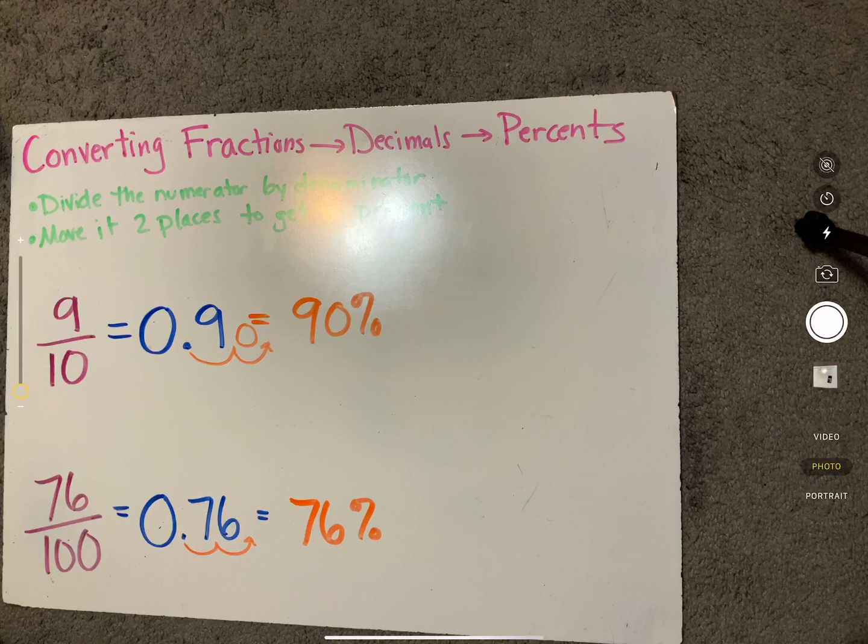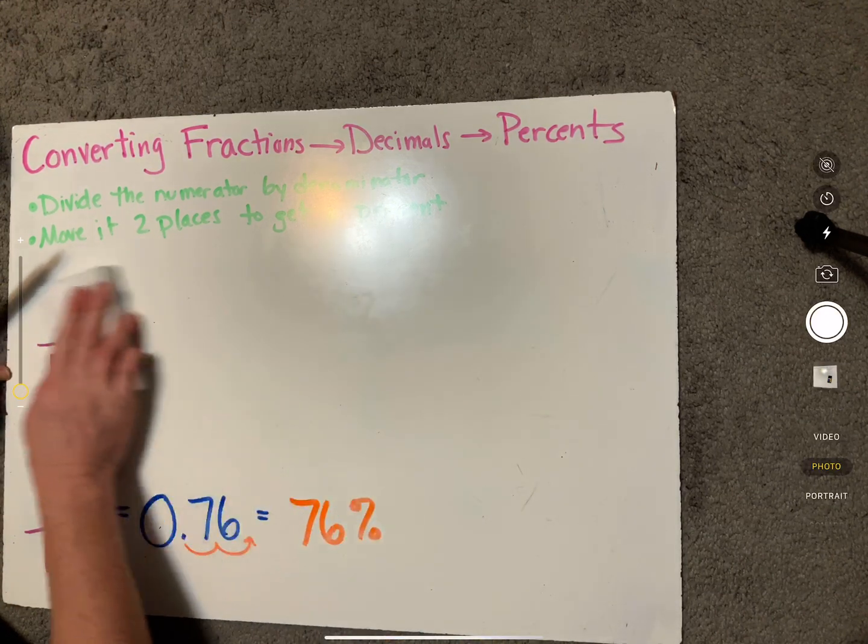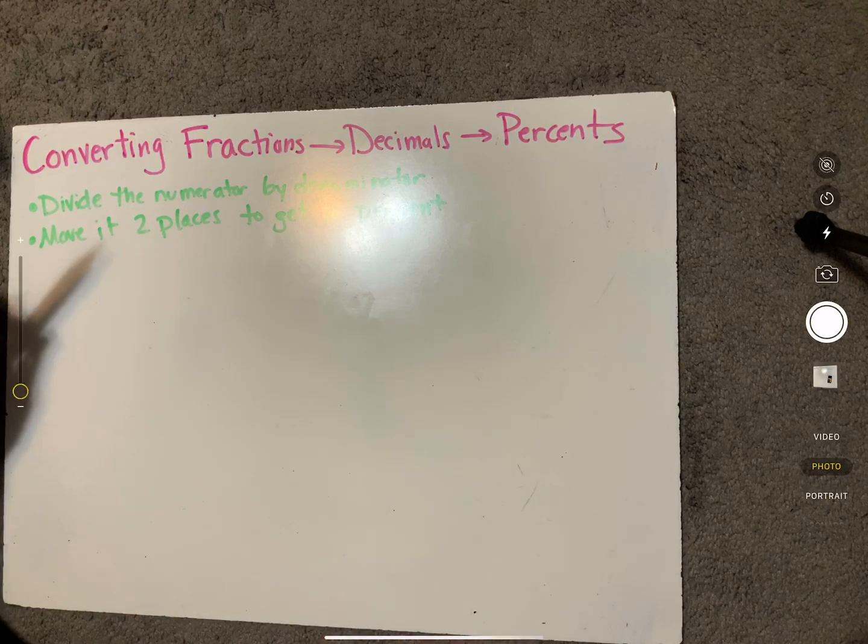Okay, so that would be how to change a fraction that has a denominator of either 10 or 100 into a decimal and then a percent. Let's talk about ones that don't have a denominator of 10 or 100.